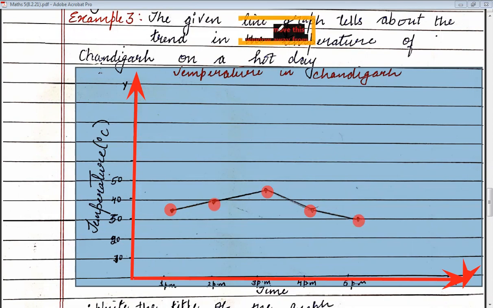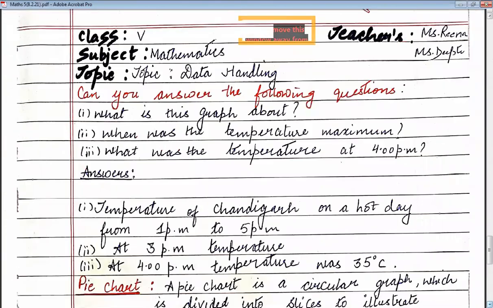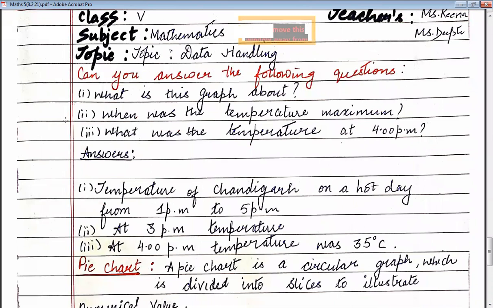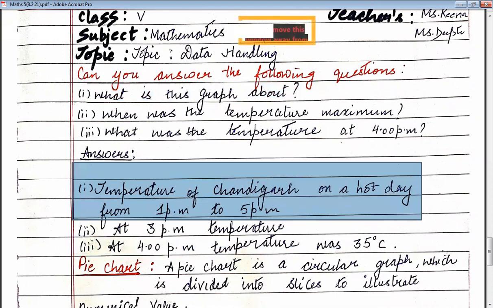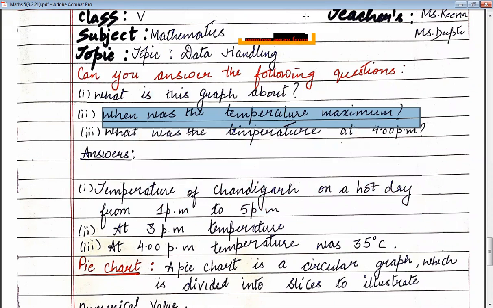Okay, children. So this is your line graph where we are showing the points, and the points are joined with the help of a straight line. Okay, students. So let's answer the questions of this line graph. Now it is given, what is this graph about? This line graph is about the temperature of Chandigarh on a hot day from 1 p.m. to 5 p.m. Now, when was the temperature maximum? You have to tell at what time your temperature was maximum.